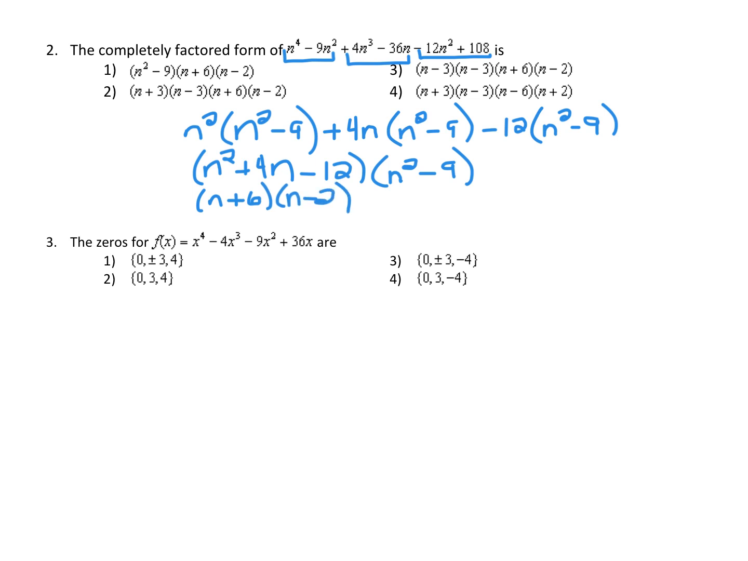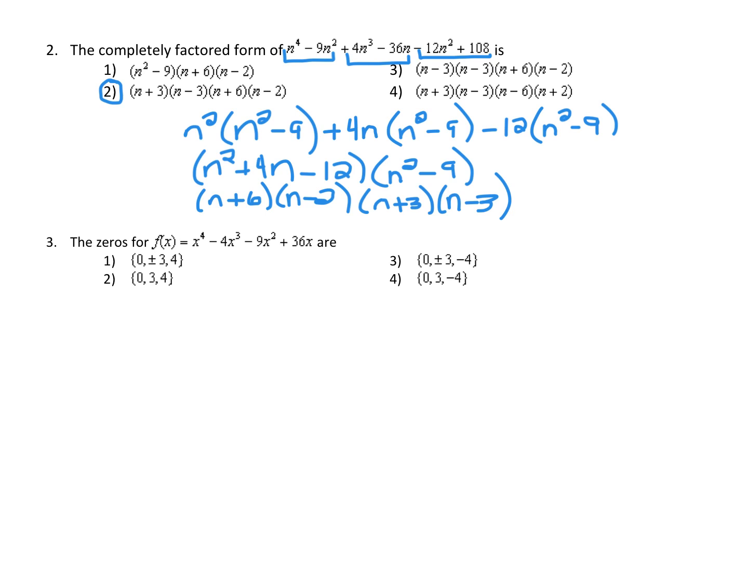Okay, and this, I think you guys all are really good with. This is just a difference of perfect squares. So that's going to factor to n plus 3 and n minus 3.